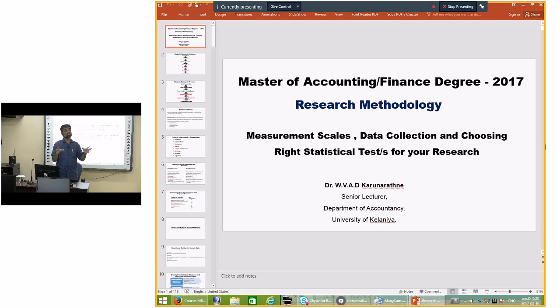Sometimes we have to use two or more data collection methods parallelly. That depends on our research topic and research problem, right? We have to think about that. And after collecting the data in a proper way, we have to analyze them. Then we have a number of analysis methods, right?